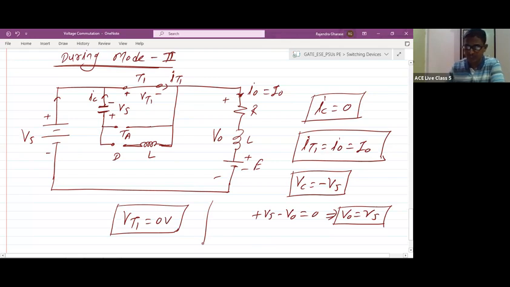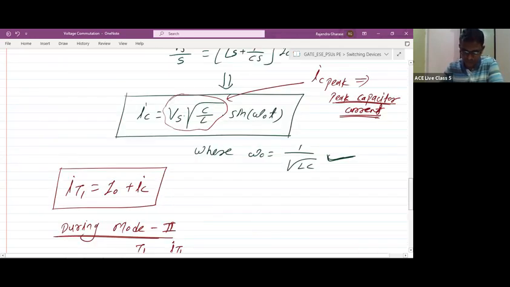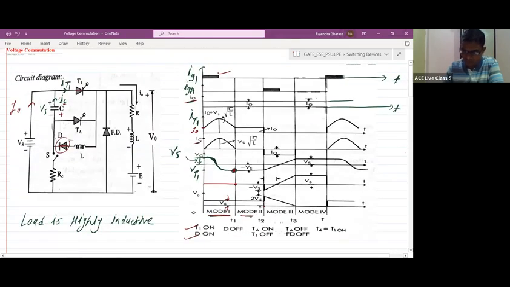Mode 2 waveforms. IC is 0. Yes, here you can check during mode 2. First thing is IT1 is I0 only. Capital I0 is the load current, so IT1 and I0 are both the same. IC is 0. What about the VC? VC is minus Vs only because a discharging path is not available for the capacitor.